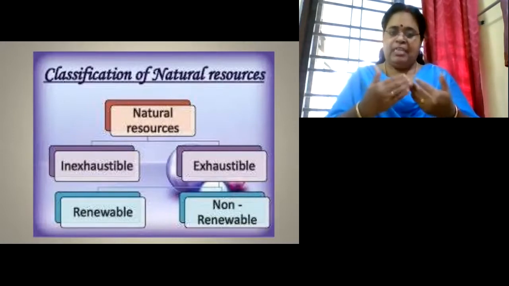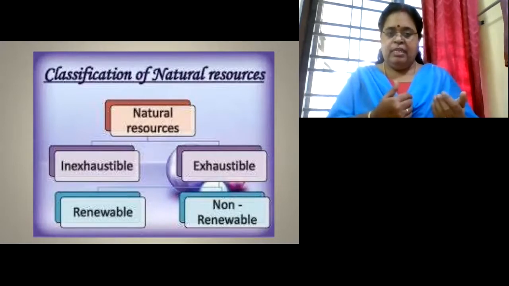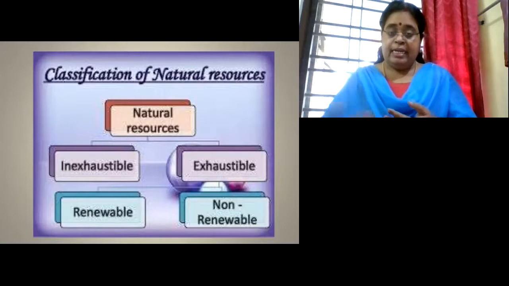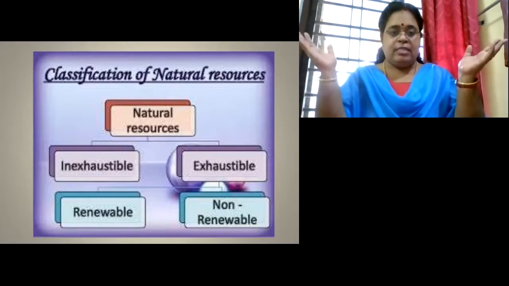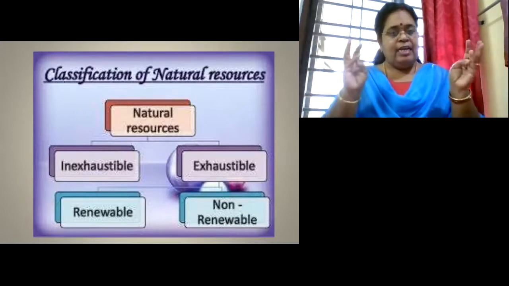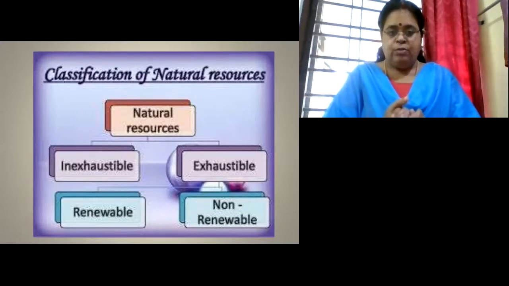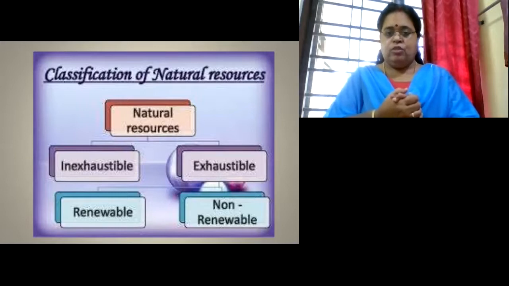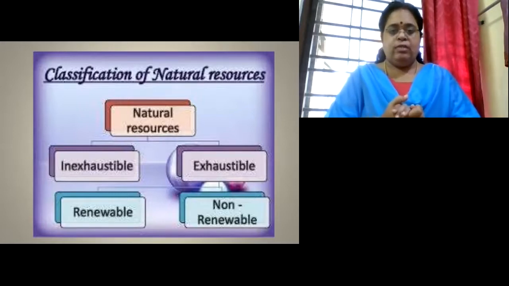The other terms are, inexhaustible resources are also called renewable because they can be made again and again. Sunlight will never get depleted. Air around us, it will never get depleted. So sunlight, air, etc. are renewable resources. But exhaustible resources or non-renewable resources may get depleted over time.